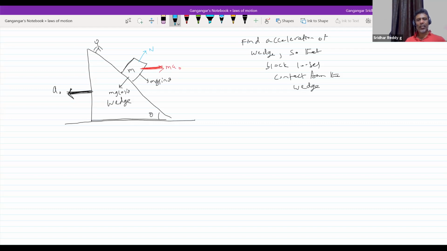So what is the condition given? The block should fly off, or should lose contact from the wedge. For that, let me resolve the forces perpendicular to the inclined plane and along the incline. This is normal contact, we know. If I further resolve, this will be m a naught sin theta. This is mg cos theta. This is mg sin theta. Do all of you agree? These are the forces which I am showing here.